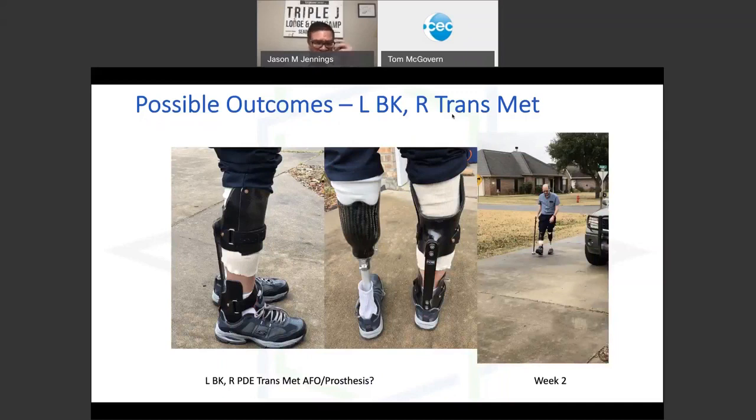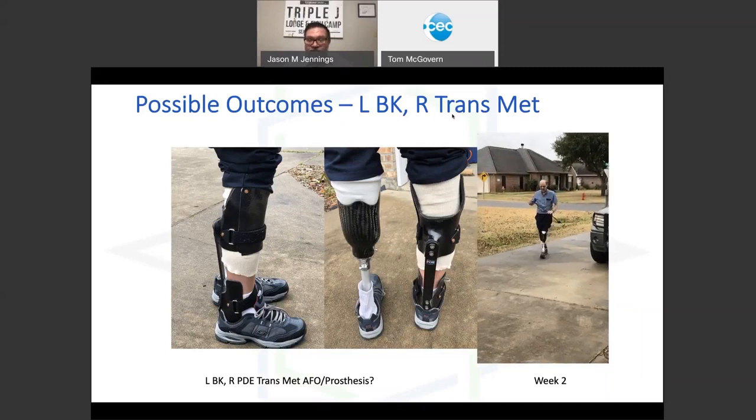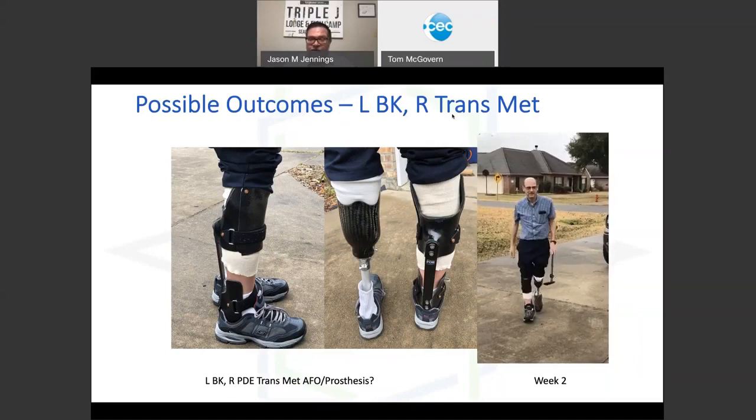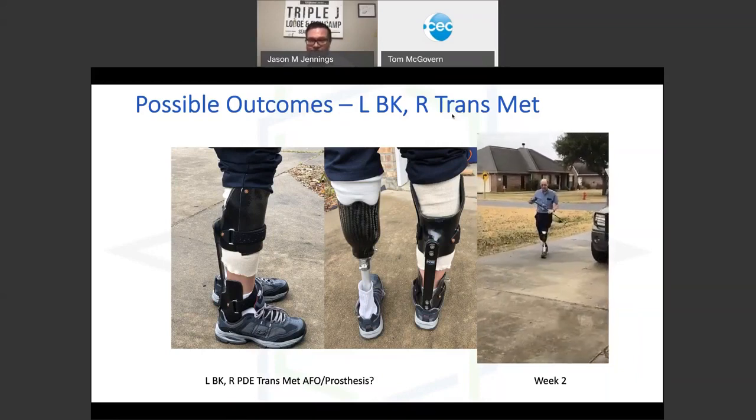This is another patient I had the opportunity to work with. He's a left BK, right partial foot. So he has a partial foot similar to the one that I showed you previously. He actually laid in bed trying to heal his wounds for about a year. And when he finally got healed, we were able to get him up. In about a month after we started the fitting process, he was actually able to go back to work. And this is him at a 2-week follow-up. Just picked his cane right up and he's walking, a happy camper.